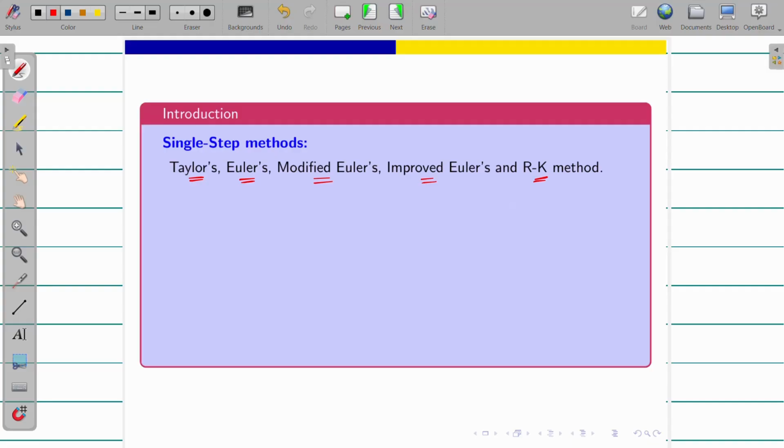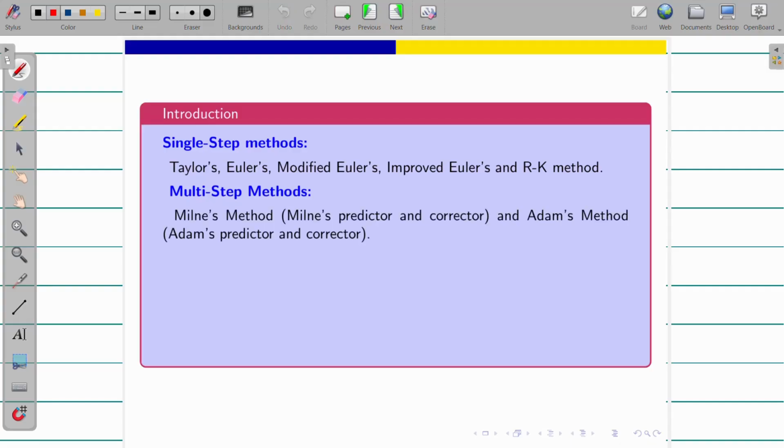But what about here? Multi-step methods. Now we are going to deal with the multi-step methods. Two methods are here: Milne's method, what we are going to discuss in this topic, and Adams method. It's not in your syllabus now, right? We'll discuss deeply about Milne's method now.